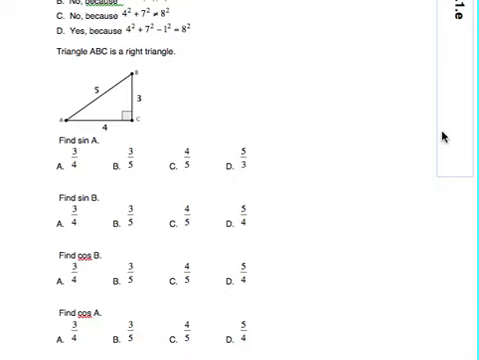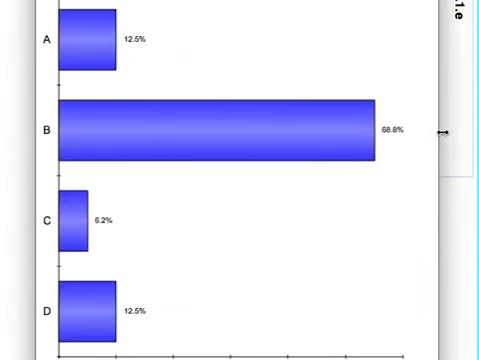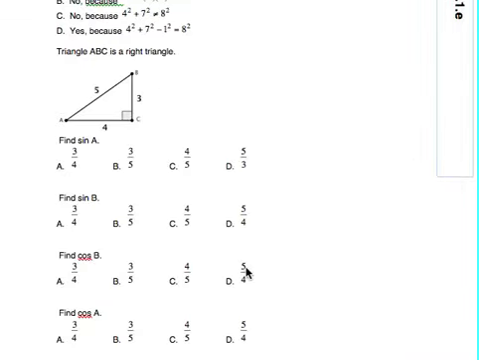Cosine of B. That'll be your adjacent. So here's your angle. Here's your hypotenuse. Here's your opposite. Here's your adjacent. So it's adjacent over hypotenuse. Okay, so cosine of B. Let's see what we did. And the answer is 3/5. Nice job.